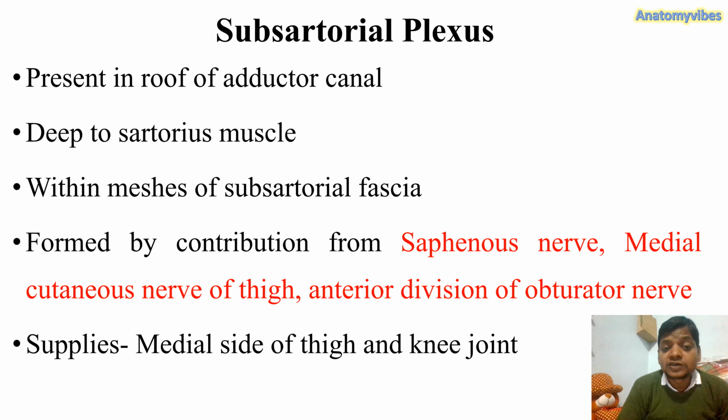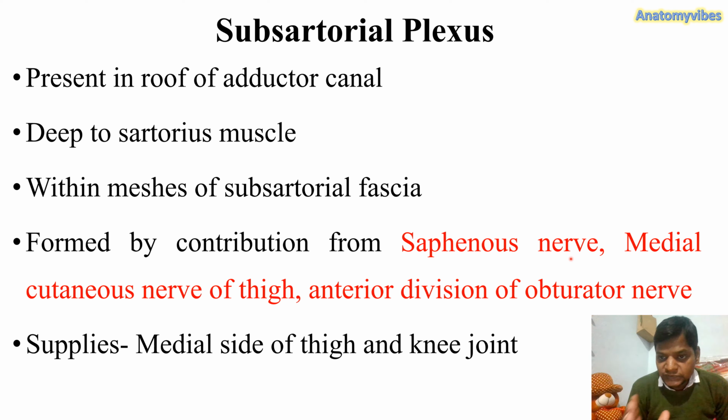What are the nerves contributing to form this plexus? Plexus means network of nerves. So many nerves will come and form this plexus. So what are the nerves? One important nerve we have discussed is the saphenous nerve, which is the content of the adductor canal. So that will give one branch.